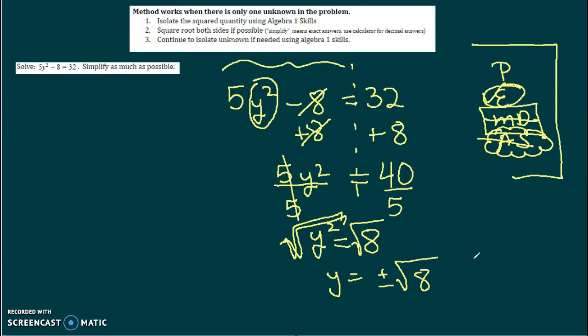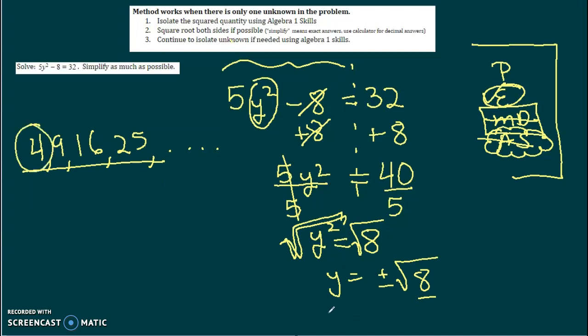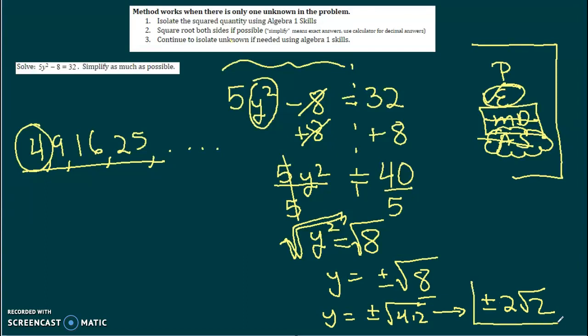So this would be a pretty good answer, except for the fact that this 8 has a perfect square divisor. If you think back to the stuff we started with, simplifying radicals, I've got to think about this list and see which of these, if any, goes into 8. Of course, the 4 does. So I'll have y equals plus or minus the square root of 4 times 2. I'll then square root the part that I can, to give me plus or minus the square root of 4 is 2, and the root 2, I don't know what that is. This would be my final answer.